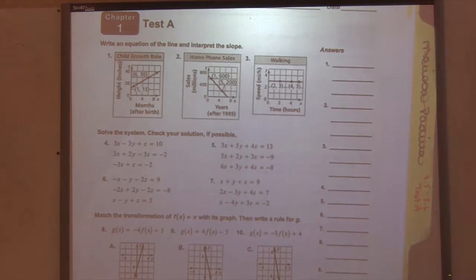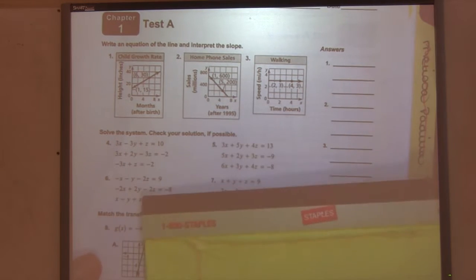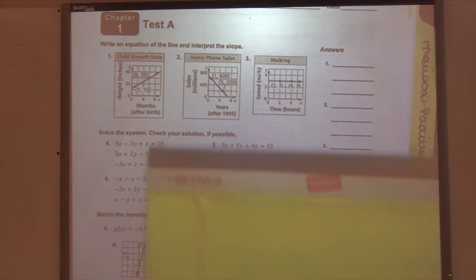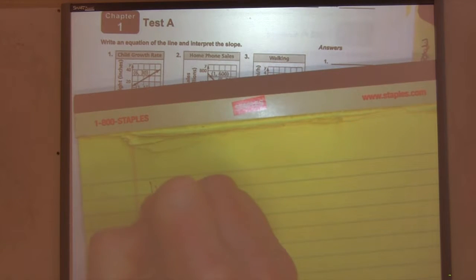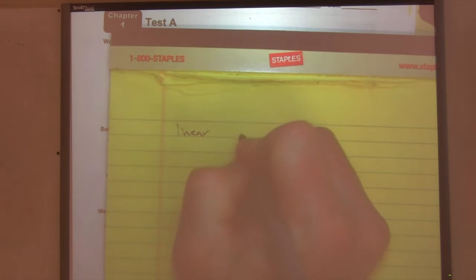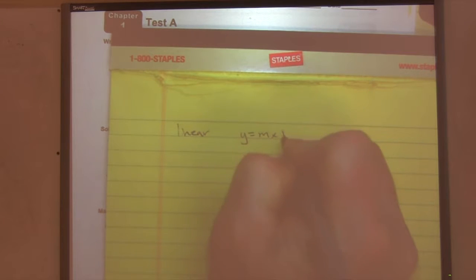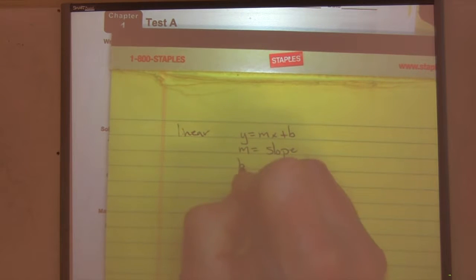When we look at the first section, the instructions are to write an equation of the line and interpret the slope. On the test they're going to ask you also to interpret the y-intercept, but it's fairly easy. These are linear equations, so the first thing I'm going to decide is that it's linear. And remember that linear tells us that it is y equals mx plus b, where m is our slope and b is our y-intercept.